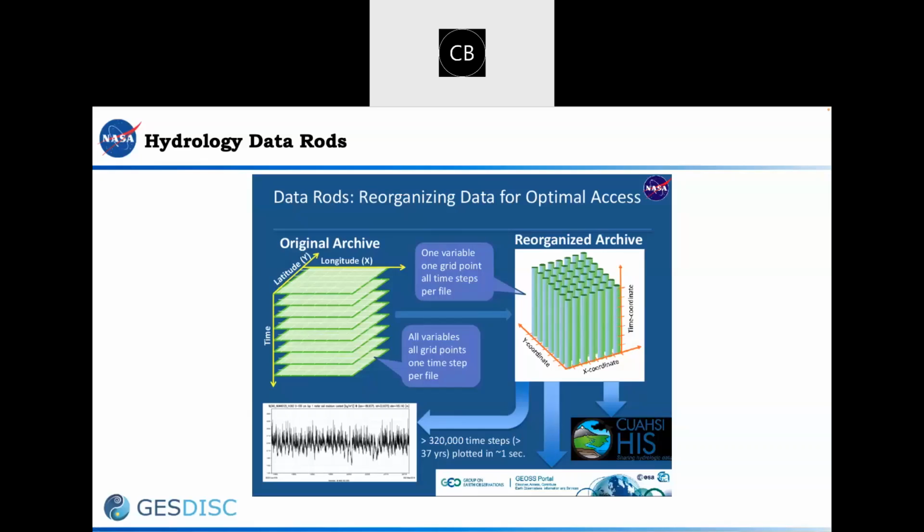So one of the services that we offer is we can create plots in your browser. And this plot on the bottom left here of this image is one of those sample plots. That's 320,000 time steps plotted in about a second. So this is a very powerful service that we offer and is something that is pretty much available to anyone who accesses our website. So where can you find this data rod service?